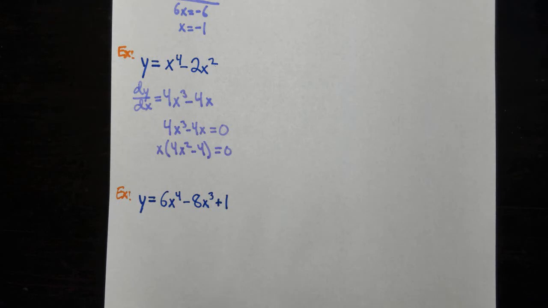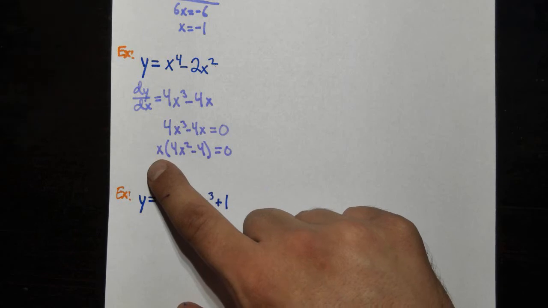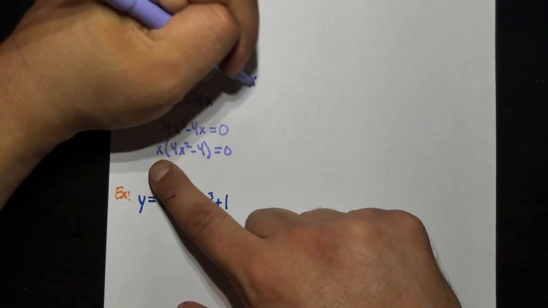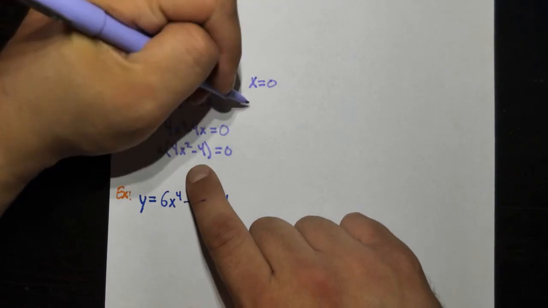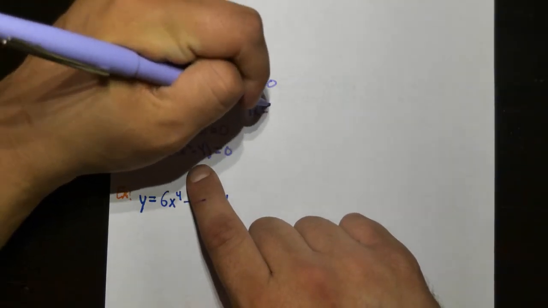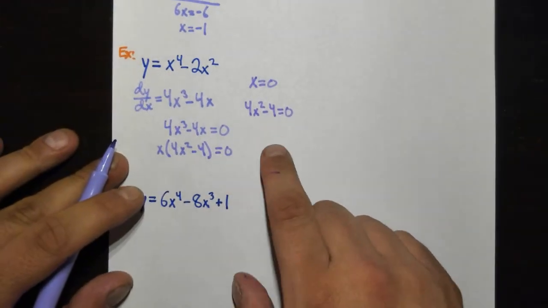Now that we have them factored, we can set each factor equal to 0 and solve for x. So this first factor, x, is just x equals 0, and nice, that's already solved for us. And the second one, 4x squared minus 4 equals 0. So let's solve for the unsolved one.